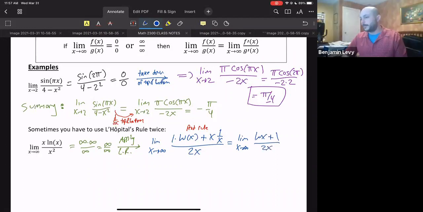Someone's asking, is the value we got equal to the actual limit of the original? Yes, the final value in the previous one, pi over 4, is the original value of the limit. It's both, right? What this rule says is the original limit is equal to the same thing when you take the derivatives.